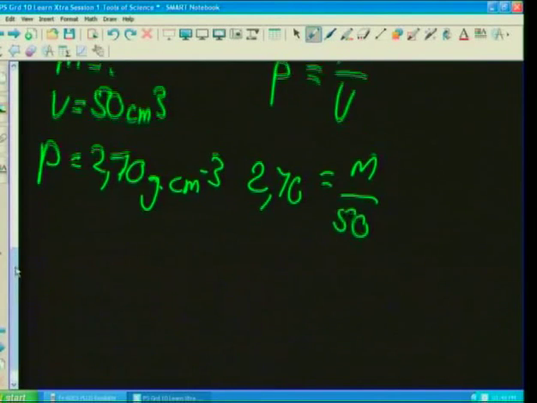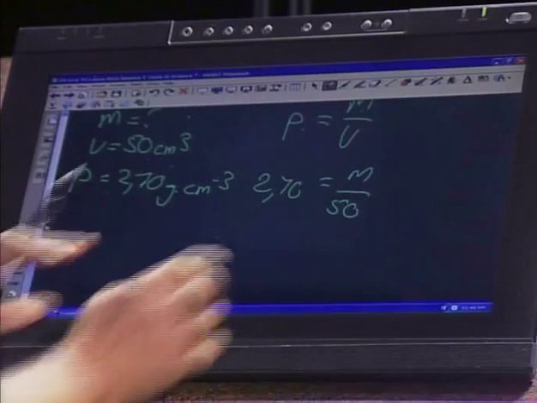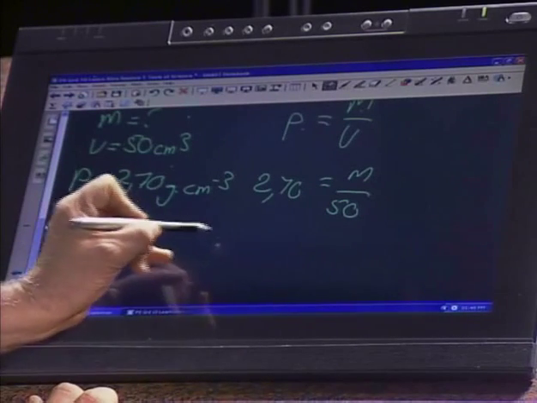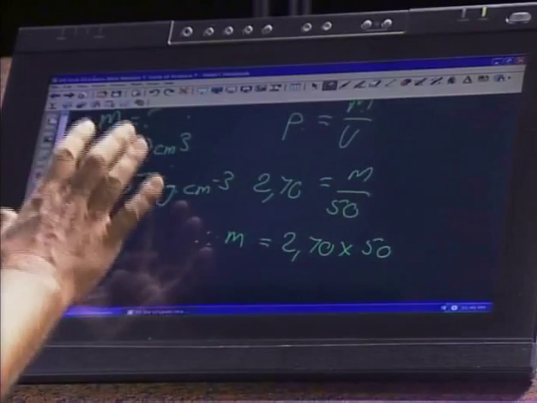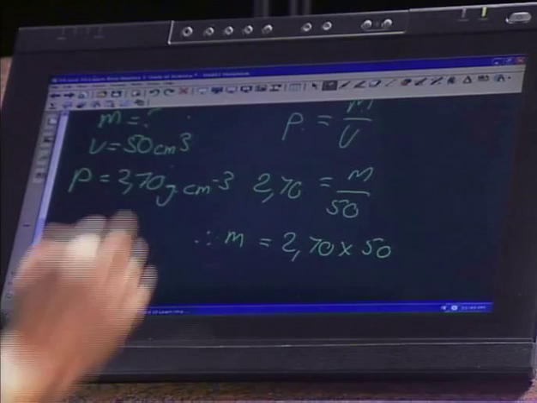The reason that we substitute and don't change the formula is that you would get marks for identifying and doing the correct substitution. Then if you manipulate, now we're going to have to manipulate. How are we going to get rid of that 50? We multiply both sides by 50. We can say, therefore, mass is equal to 2,70 multiplied by 50. What I did to the one side, I did to the other. The 50 cancelled out with that 50, and that one's got multiplied by 50.